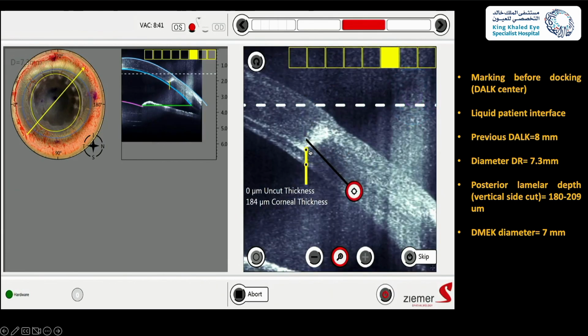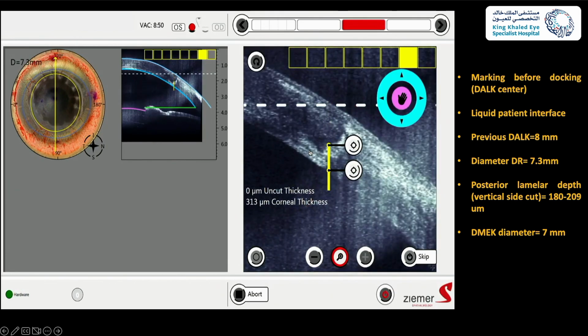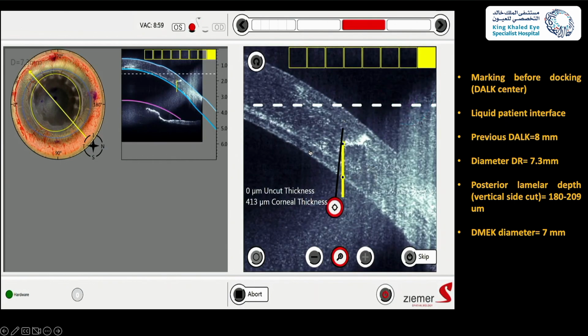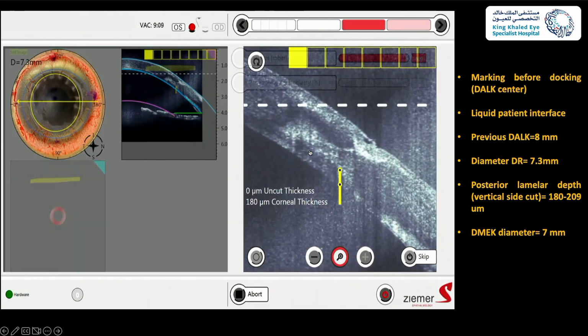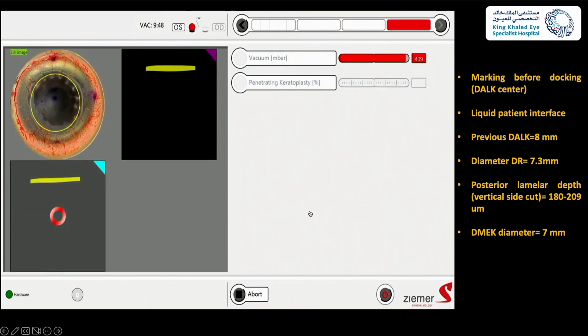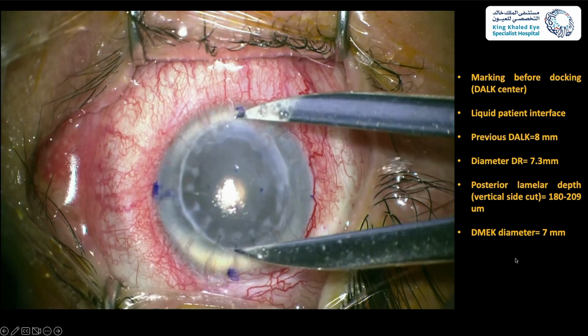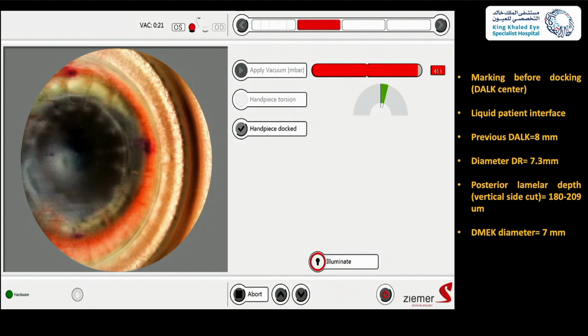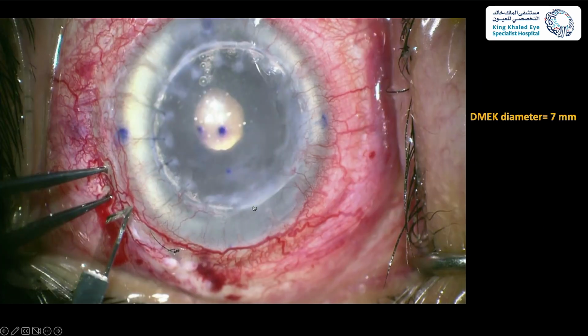Here you don't need to do a lamellar cut, right? Because it's a DALK case. You already have an interface, and I will show you a paper that we published. Okay, so next we'll go to the surgery. Here is the surgery.